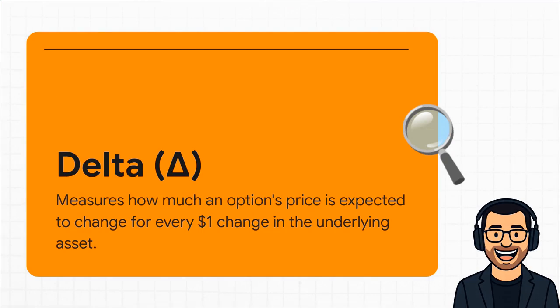This is your speedometer. It's super simple. It tells you how much your options price is expected to move for every $1 change in the stock price. So if your option has a delta of, say, 0.50, it means for every dollar the stock goes up, your option should go up by about 50 cents. It's your number one measure of how much directional risk you're taking.